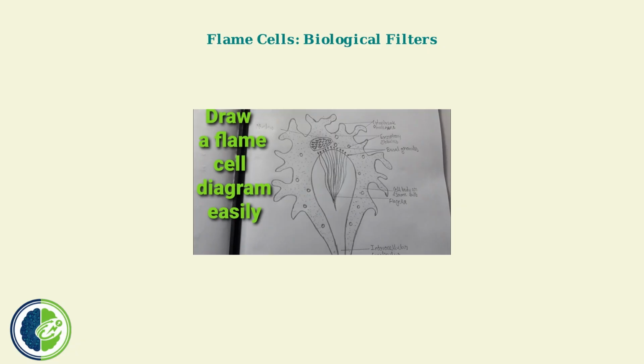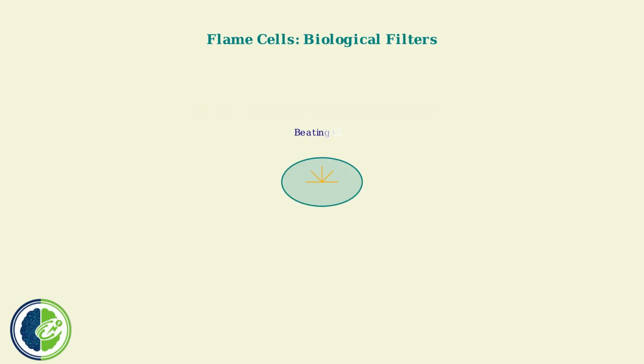The cell has beating cilia that create a current, drawing in body fluids. The waste products are filtered out and collected, while useful materials are returned to the body. The process works through ultrafiltration, just like the water treatment plants that clean our drinking water in Nigerian cities. The beating cilia create pressure that forces fluids through the cell, separating waste from useful substances.